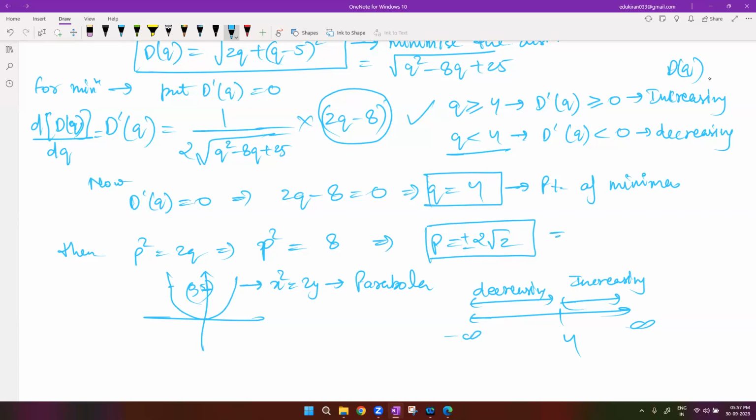First point is 2 root 2 comma 4, and second point is minus 2 root 2 comma 4, correct? This is in first quadrant, this is in second quadrant. See, these points are this. Now as a parabola is a symmetric shape, both of these points are nearest. They will have same distance from 0,5 actually. Hence the nearest points.